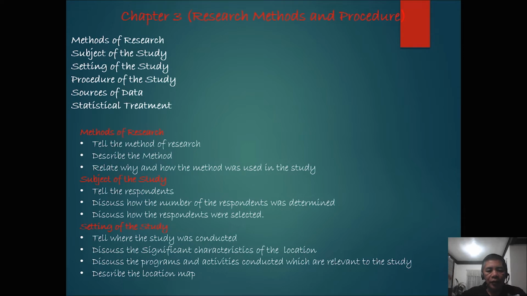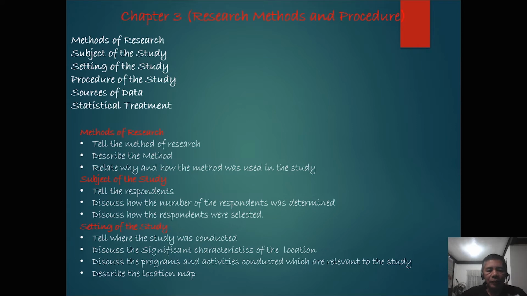You need also to discuss how the respondents were selected, the different sampling methods. You need also to mention the sampling technique. For instance, you use stratified random sampling method. What technique did you use? Did you use the lottery technique or the fishbowl technique or table of random numbers?